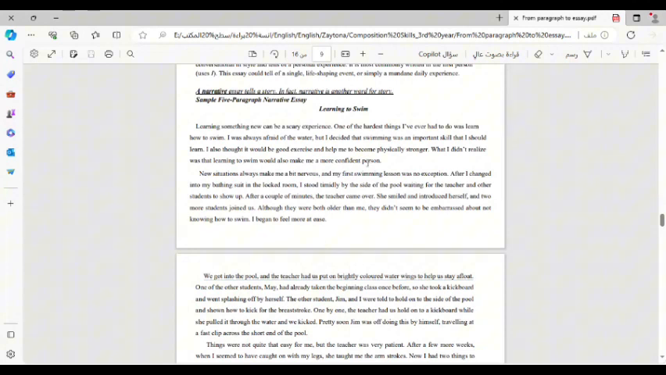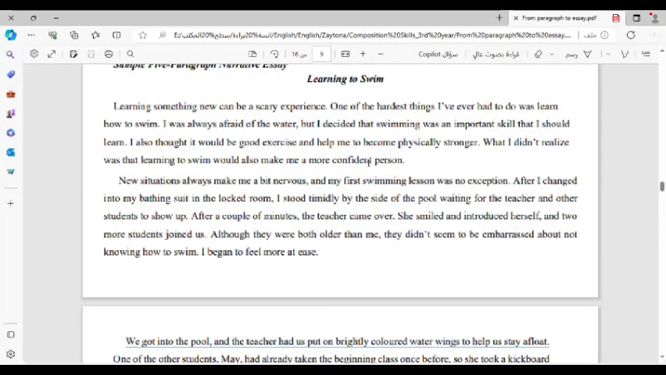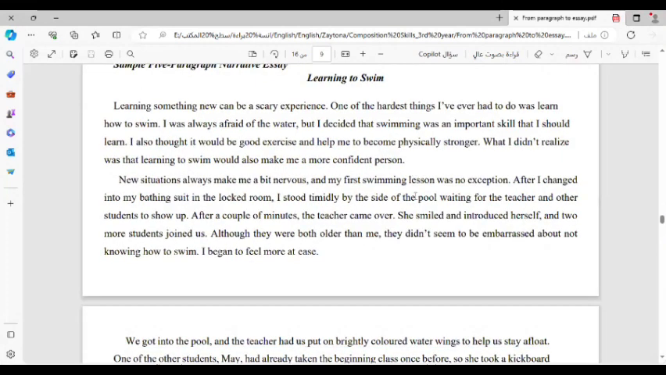So who want to read this example, this essay? Yes, there are no one. Yes, I think I we have will read. only and you have you and Amina. Yes, go ahead, Ahmed.